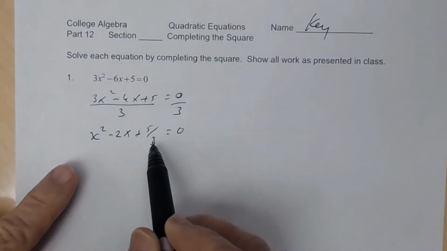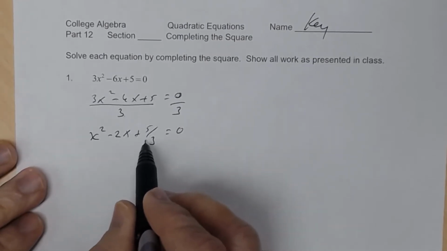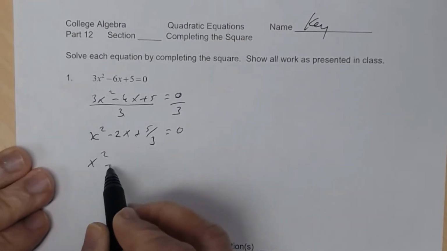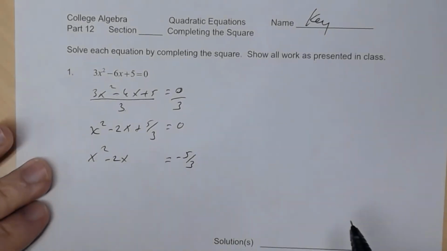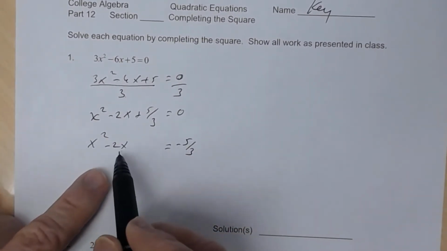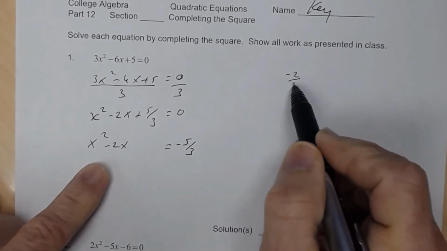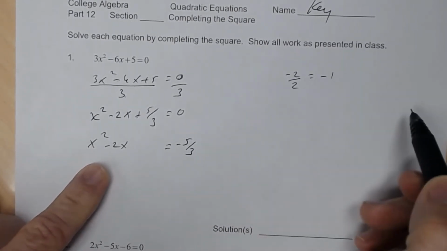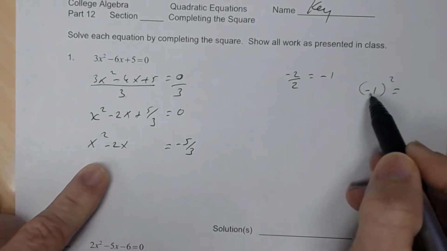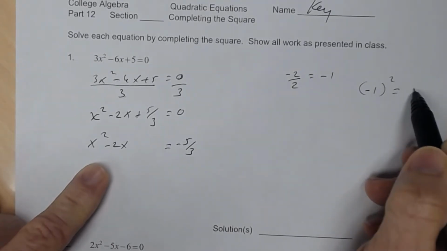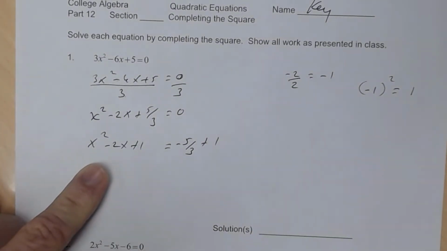Okay, now the next step is to bring the constant to the other side, and I'm going to leave some space when I do that. So I'm going to get x squared minus 2x, leaving some space here, and that's going to equal a negative 5/3. Now the next step is to take the coefficient of x, which is a negative 2, and take half of that. When I take half of negative 2, I get negative 1. Now I take this negative 1 and I square it. A negative 1 times a negative 1 is a positive 1. And I take that number and add it to both sides.